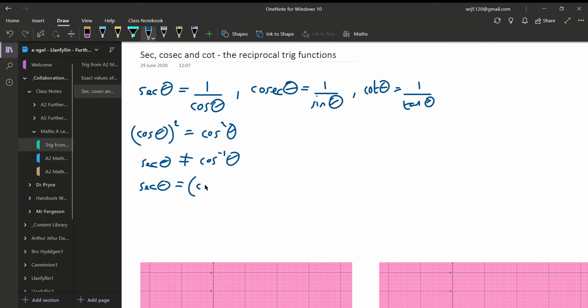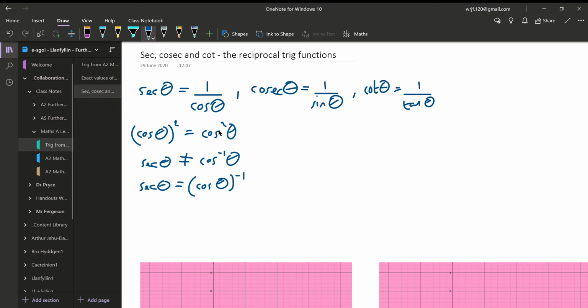I'd have to put my cos theta in a bracket and then put a power of -1 on the bracket. So we use this kind of squared notation, cos squared theta. We tend to use that only for positive integer powers of cos or sine or tan, and not for any other power, because of that potential for confusion there.